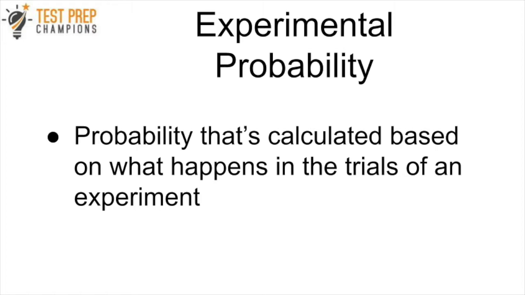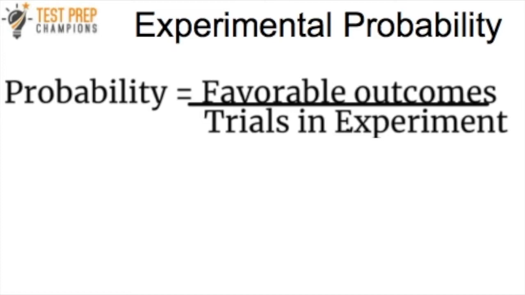So now let's switch gears to experimental probability. This is probability that's calculated based on what happens in the trials of an experiment. And there's a formula for this too. The formula is experimental probability is equal to the favorable outcomes divided by the trials in the experiment. So the number of favorable outcomes divided by the number of trials in an experiment. And we'll look at an example of this too.